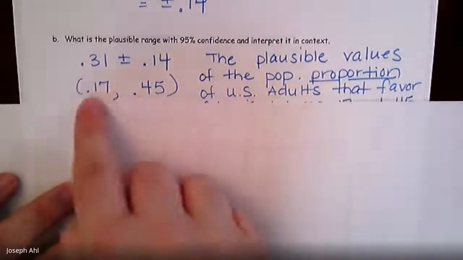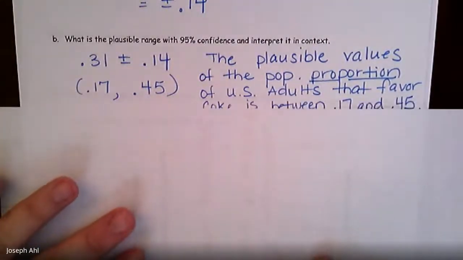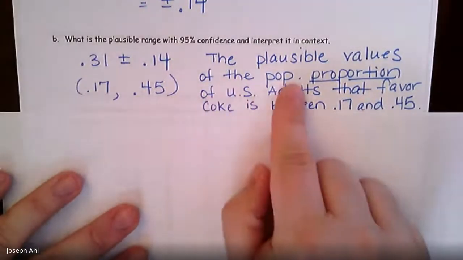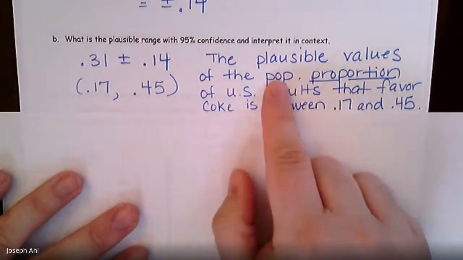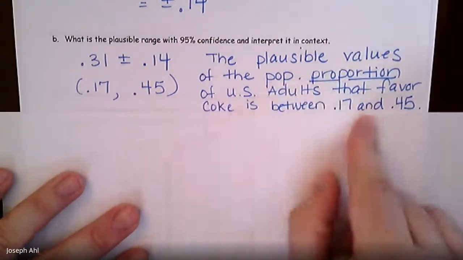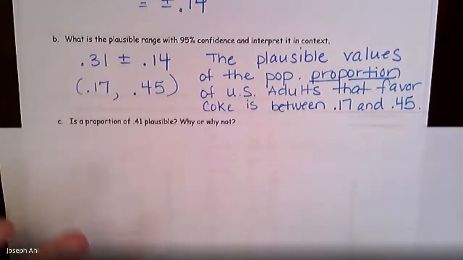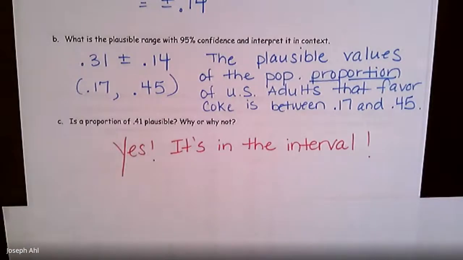So if we get somebody that falls into this range right here of preferring Coke, we would say that the plausible values of the population proportion this time, right, as opposed to the population mean for the last one, of US adults that favor Coke is somewhere from 0.17 to 0.45. And then finally, is 0.41 plausible? Sure is. It's in the interval.